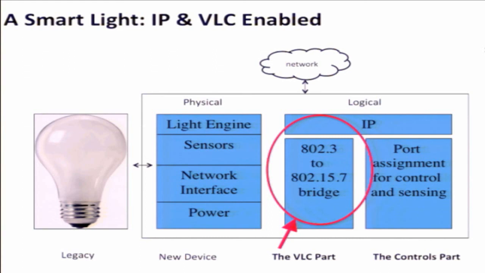Probably, or at least the way we envision it, it's Ethernet to 802.15.7, which is the VLC data communication standard. The other part is the controls part, which is the addressability of the light to be able to do the control and sensing that we might want for things like indoor positioning or adjusting the light for human needs. We treat those logically as different things, and that allows us to decompose and operate them separately.